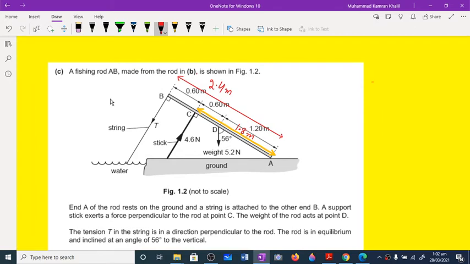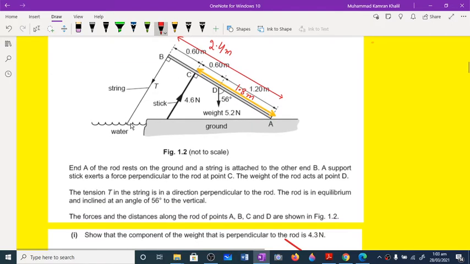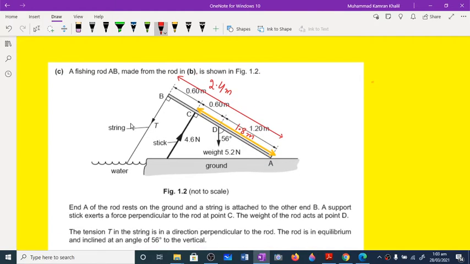The statement which I am going to read: fishing rod AB made from the rod is shown in the diagram. The weight is given, the force of tension is given, then another force is given which is directed in the upward direction. Now in the first part, all the data is given, and what I have done is I have marked the distance from the pivot, because this point is the pivot over here.